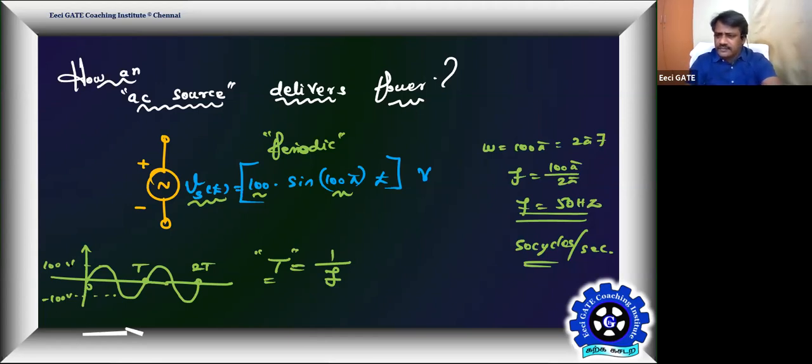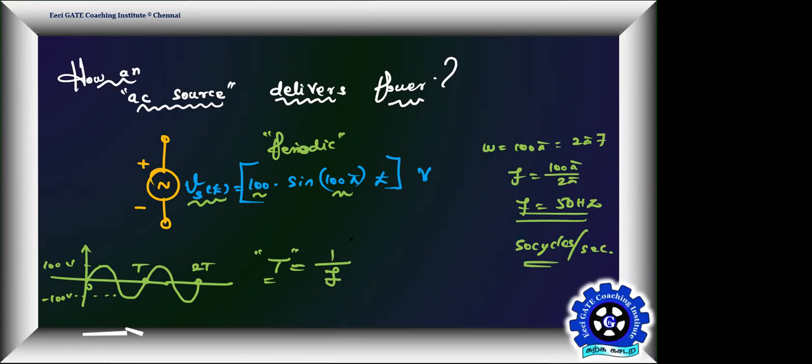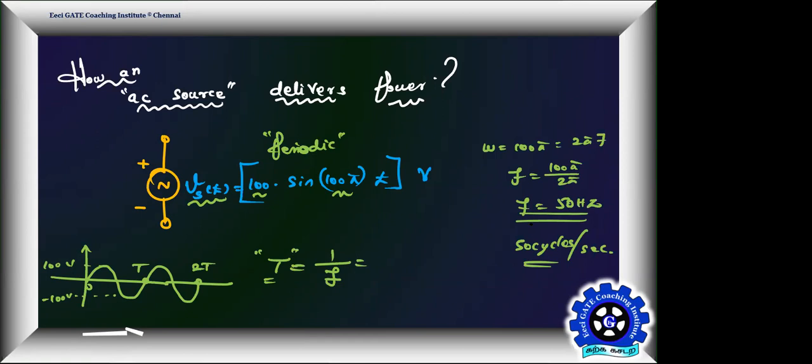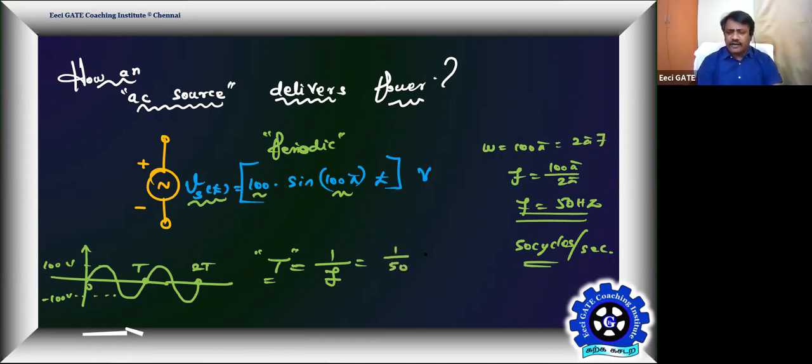Yes, sir. Okay, so now tell me what is the time period of this periodic signal. f is equal to 50, so it is 1 by 50 seconds. Put this in milliseconds: 1 by 50 is 0.02, multiply by 1000 to get milliseconds. Then the time period is 20 milliseconds. So this AC source has a frequency of 50 hertz, a time period of 20 milliseconds, and a peak of 100 volts.